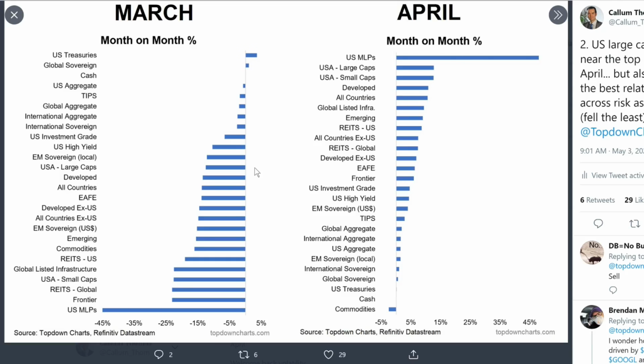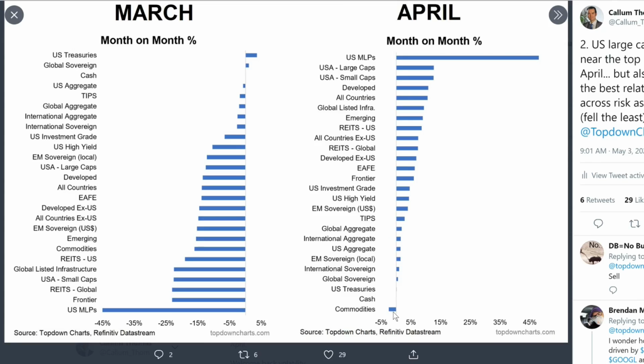You know, the cleanest dirty shirt is sort of the term there. Meanwhile, in April, MLPs are a bit of an outlier there on both months. But yeah, large caps, US large caps, pretty much at the top of the table. And what was the worst equity? Worst equity was frontier markets. And yeah, treasuries I think were a slight positive. Well, basically nothing, same as cash.